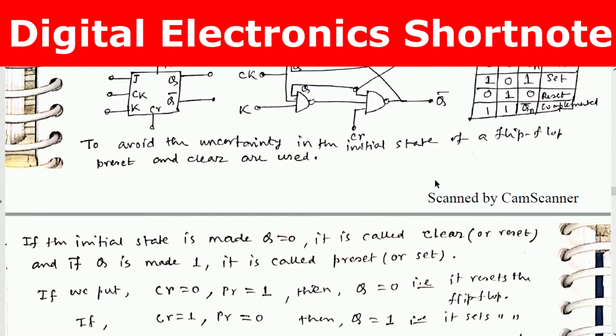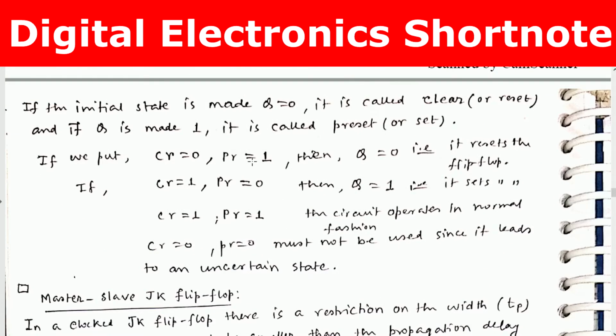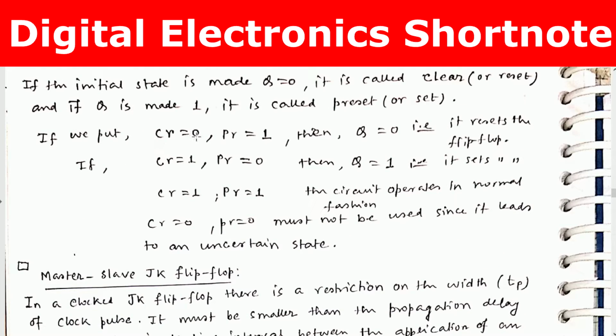To avoid uncertainty in the initial state of a flip-flop, preset and clear are used. If the initial state is made Q equals 0, it is called clear, and if Q is made equal to 1, then it is called preset or set. If you put clear equals 0, preset equals 1, then Q equals 0; it resets the flip-flop. Clear equals 1, preset equals 0, then Q equals 1; it sets the flip-flop. Clear equals 1, preset equals 1, the circuit operates in normal fashion, and clear equals 0, preset equals 0 must not be used, since it leads to an uncertain state.